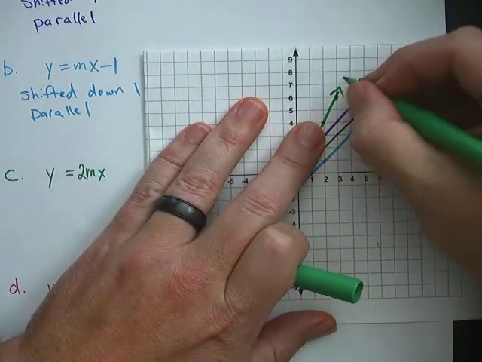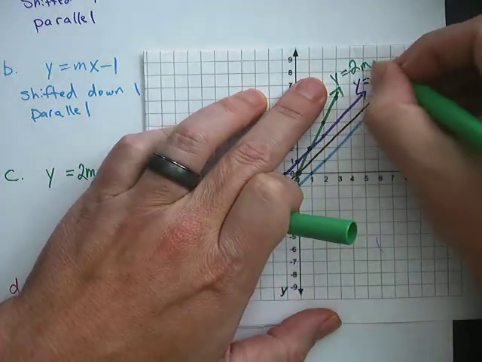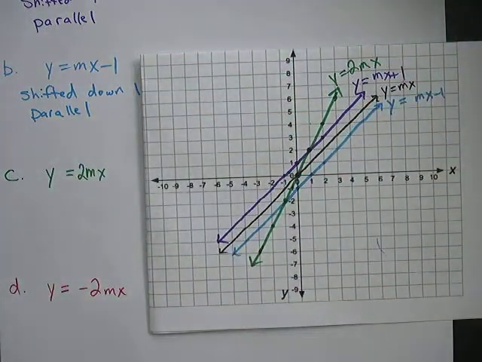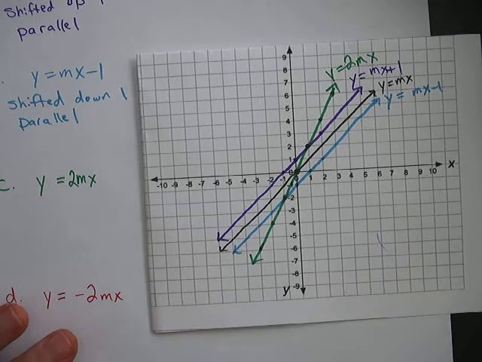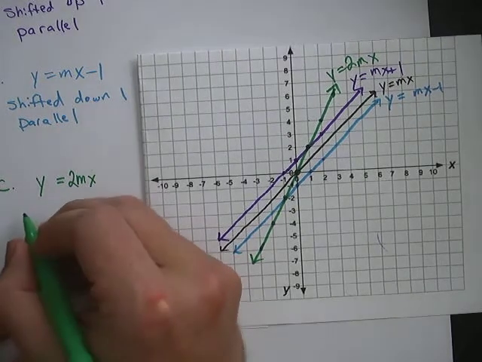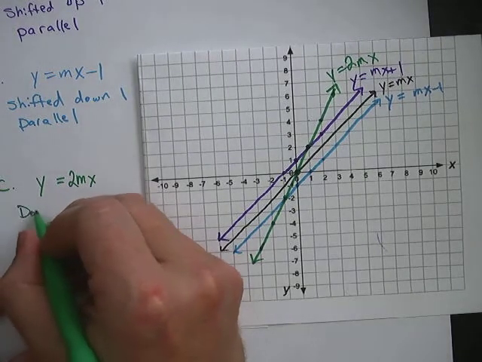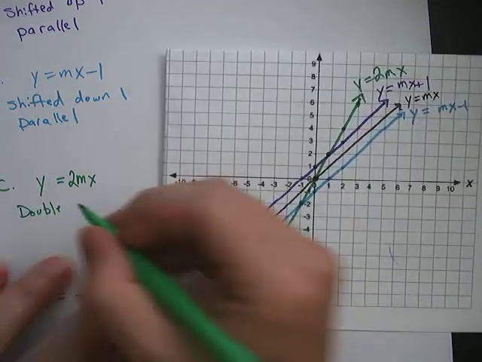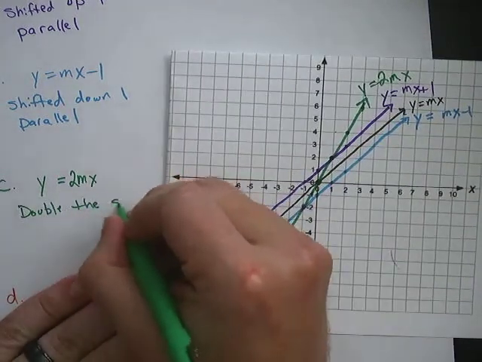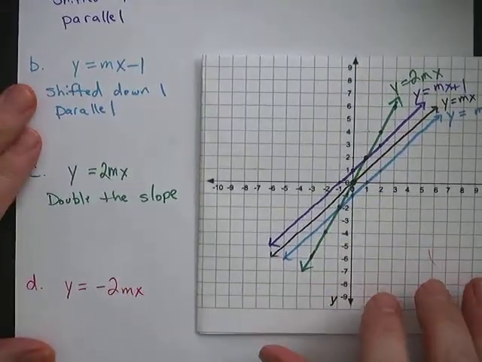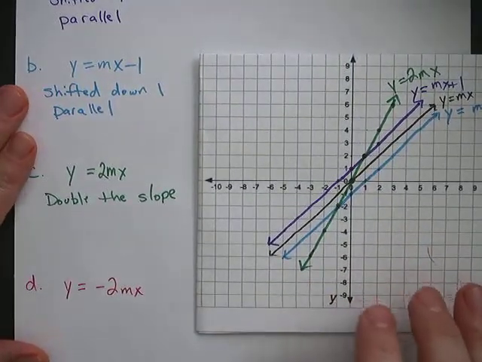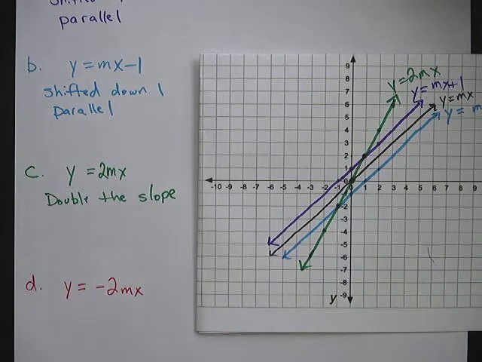Okay, so this is y is equal to 2mx. Okay, so the relationship between y equals 2mx and y equals mx is that we have double the slope. Or you could say the slope was 2 times the original slope. All right, and now for our last one, y is equal to negative 2mx.